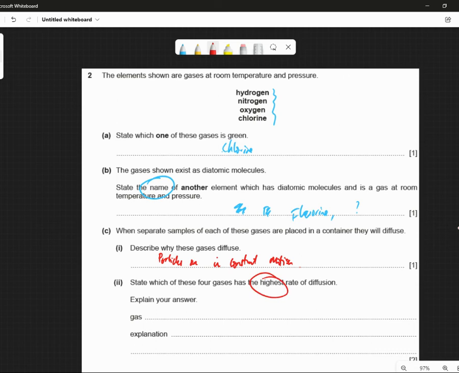Now, as you all know, relative atomic mass is inversely proportional to the rate of diffusion. All right. So the higher the mass, the slower it diffuses. So hydrogen, its H2 molecules have a mass of 2, so it's going to diffuse the fastest. So the gas that diffuses the fastest is hydrogen, and it has the lowest molecular mass.